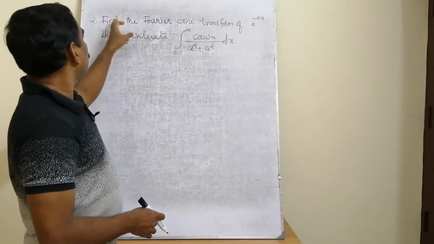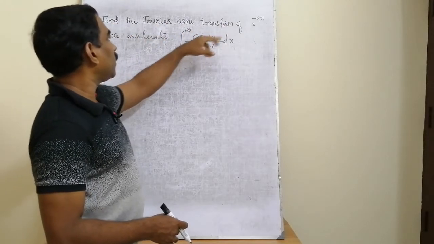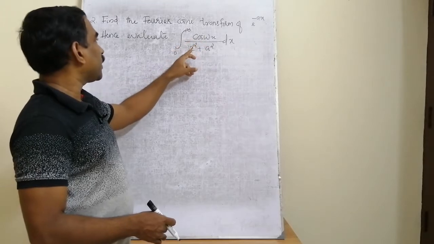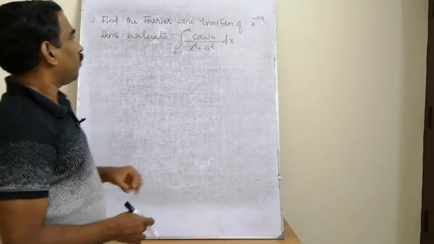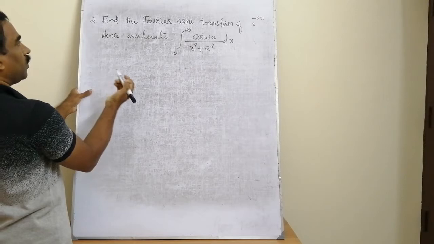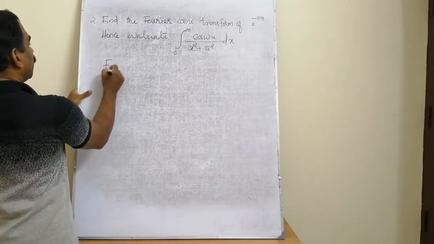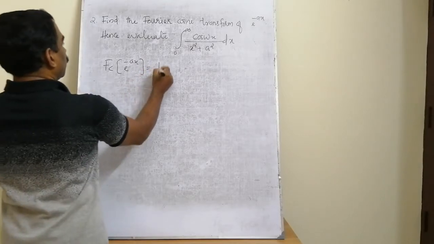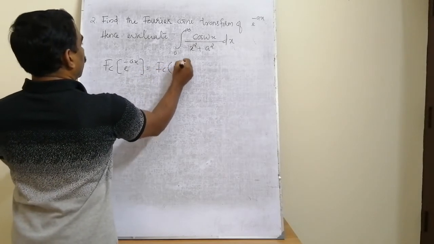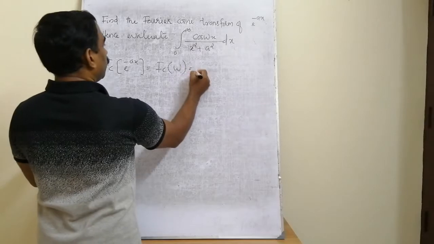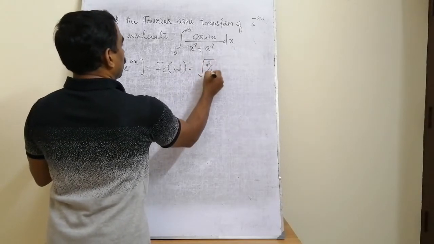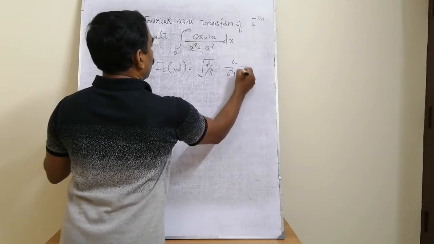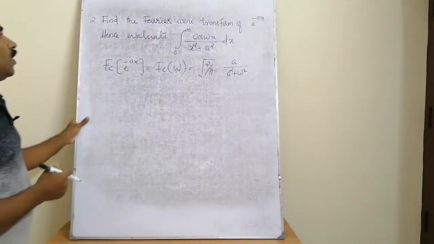See the second question, find the Fourier sine transform of e raised to minus ax, hence evaluate integral 0 to infinity cos omega x by a square plus omega square dx. From question number 1 we have the Fourier cosine transform. We have computed the Fourier cosine transform of e raised to minus ax, which is the function of omega, from the previous question, equal to square root of 2 by pi into a by a square plus omega square.